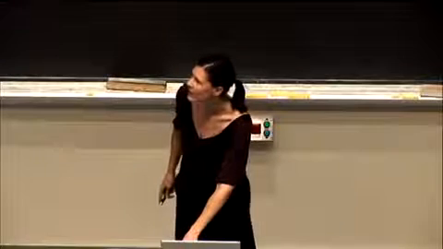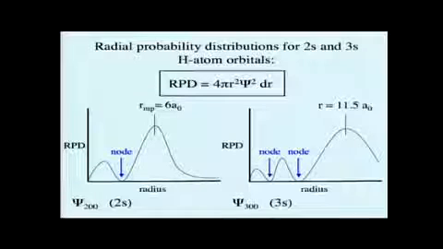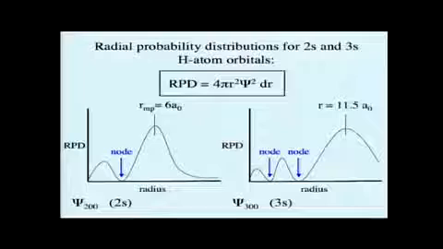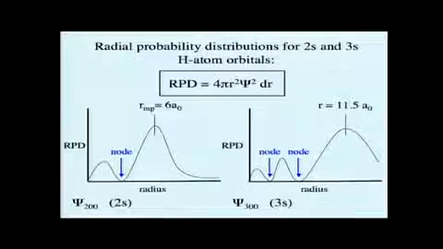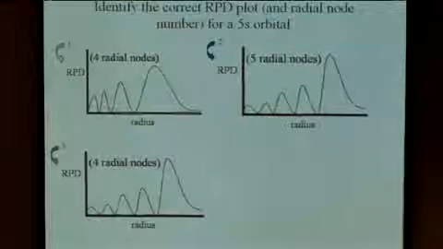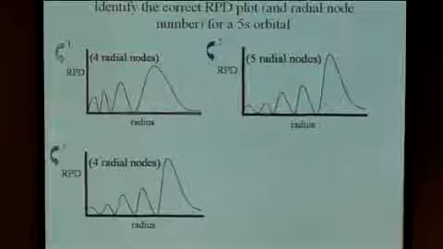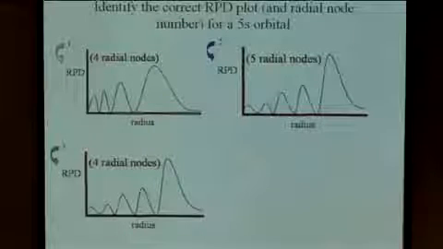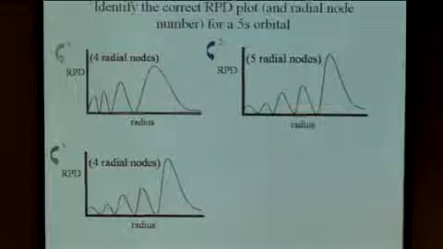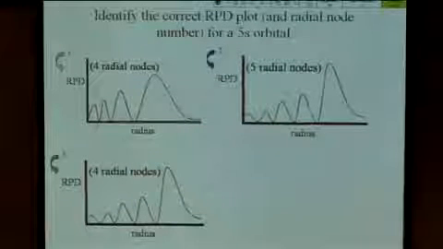Okay, so let's actually go to a clicker question now on radial probability distributions. I mentioned you should be able to identify both how many nodes you have and what a graph might look like of different radial probability distributions. So here, what I'd like you to do is identify the correct radial probability distribution plot for a 5s orbital, and also make sure that it matches up with the right number of radial nodes that you would expect.